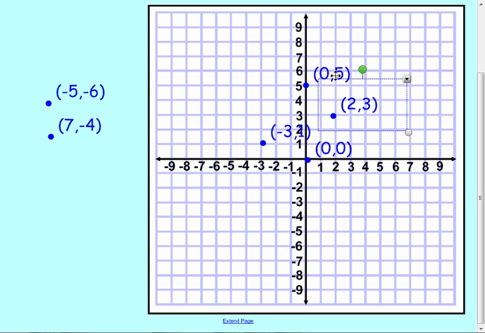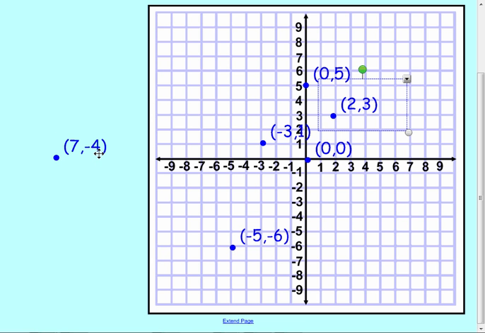Yeah, this thing turns like mad. So you all should be doing it on yours. Ryan, put your phone away, please. Put it in your backpack. Negative 5, negative 6. So it's 5 to the left, and then I'm 6 down. Good job.